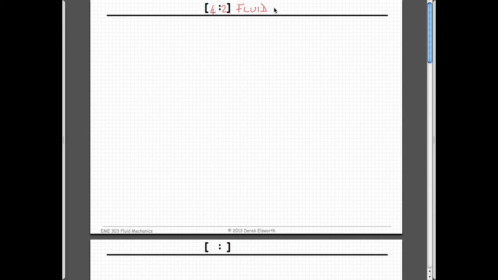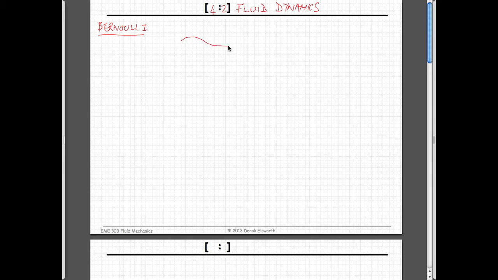So this is our first foray into fluid dynamics, a moving fluid. And so we're ultimately going to develop the Bernoulli equation. That's where we want to get. It's named after Daniel Bernoulli, right? He's a scientist from the late 1700s. And so this is the basic idea.